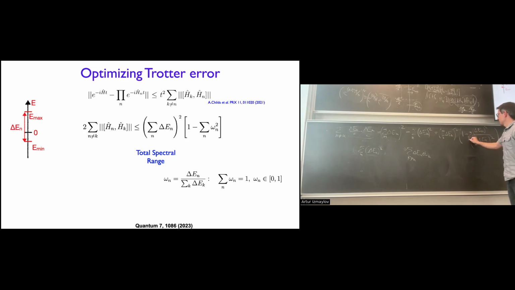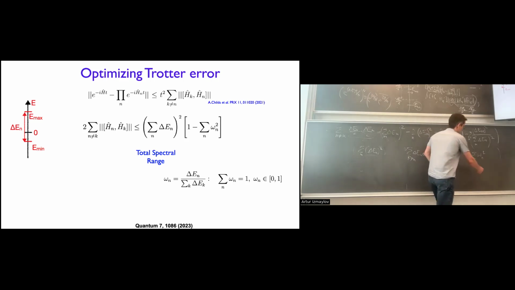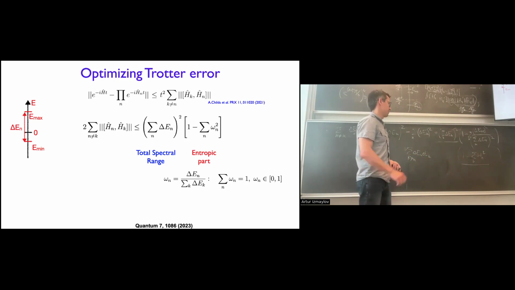And that is the sum over n's here. So let's put different n's, and that is the expression that is 1 minus the sum over omega n's squared, right? So this one, and so we have the sum over spectral ranges for the fragments multiplied by this part that is really the entropic part, we call it.